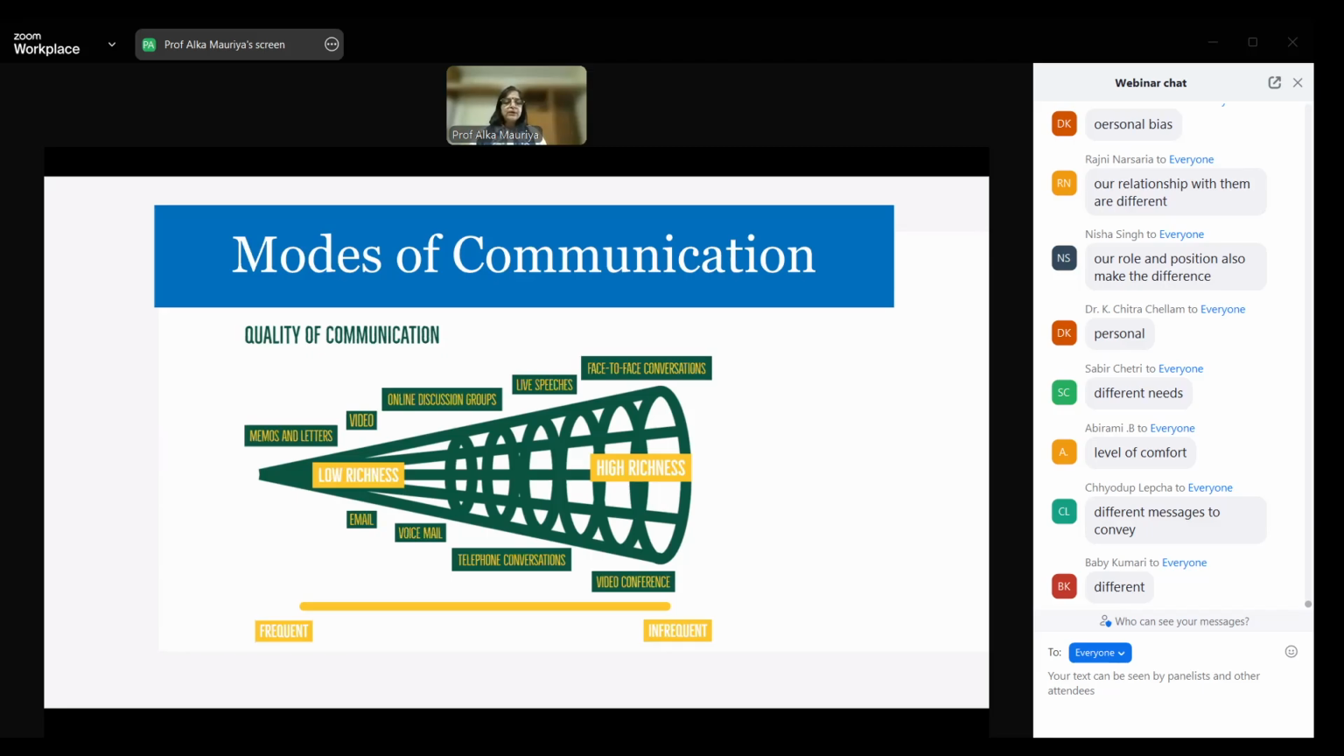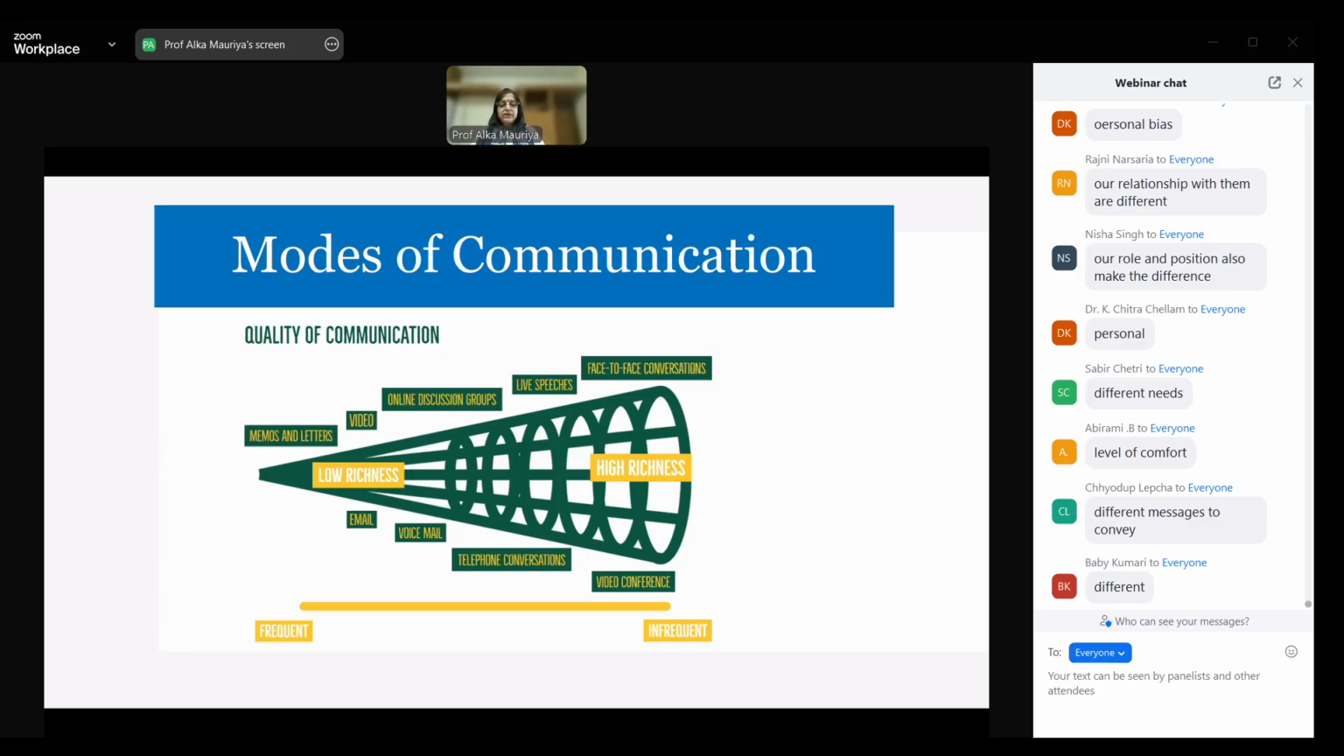So, this particular diagram, which is in the form of a funnel, specifically reflects what the quality of communication essentially is when we move from written communication like memos and letters to face-to-face communication. When we have face-to-face communication, it is considered to be a richer mode of communication as compared to sending a mail or writing a letter and stuff like that.